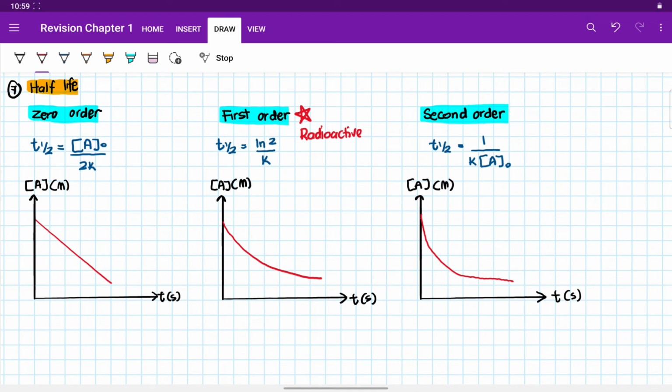Now, since this is a half-life method, to determine the order of reaction we will analyse the half-life, the time for the concentration to become half. What do I mean here? Let's look at the zero order reaction first. Here is our A0. When it becomes half, what happens? A0 becomes A0 over 2. Here I will label this as the first T half.